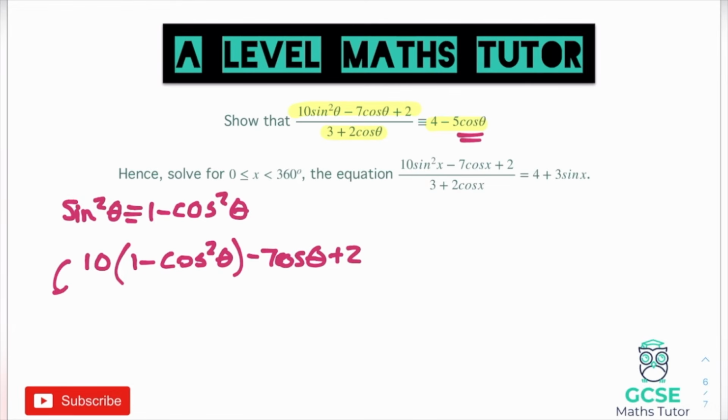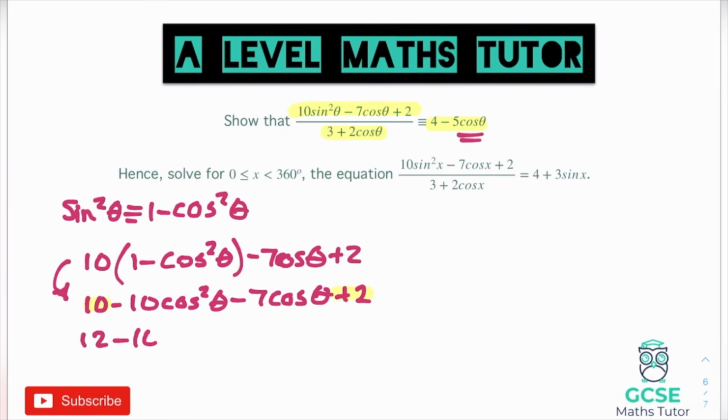So the next step for the numerator would be to expand that bracket, so we would have 10 minus 10 cos squared theta, and that is then minus 7 cos theta plus 2. So that's our next step, and now we're just going to think about whether we can simplify this. Now the only thing we can really do to simplify this is obviously to add the 10 and the 2 together, as they are our only like pieces on the top, and that would leave us with 12 minus 10 cos squared theta minus 7 cos theta. Okay, there we go.